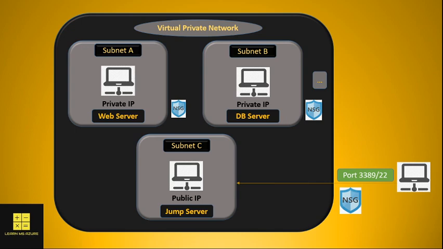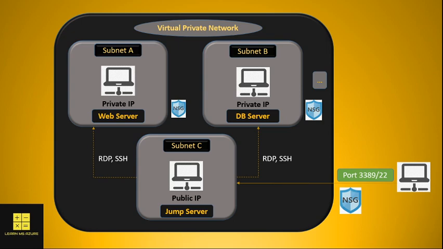So now, even if you have hundreds of such web servers or DB servers, they cannot be accessed directly from the internet, because if you notice here, we have assigned a private IP address to them. Now, as you are able to access the jump server by using its public IP address, once you have access to the jump server, you can connect to the subnet A machine and the machine present in subnet B. So that is the difference.